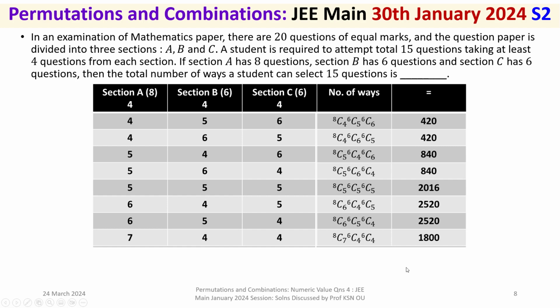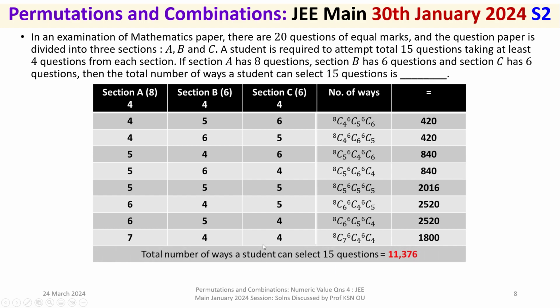Agreed. So now the total number of ways will be the sum of all these. The total number of ways a student can select 15 questions following the conditions given in the question is 11,376. When you add all this, you will get 11,376. So that is the detailed discussion of the solution of this question, and it is definitely a good question. I am sure that you have understood the solution of this problem. Let's move to the next question.